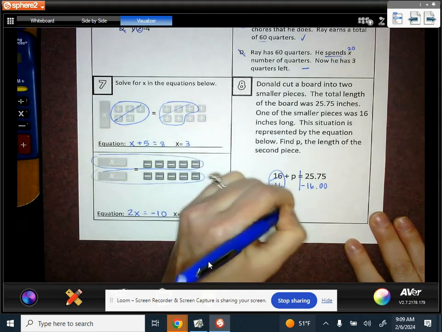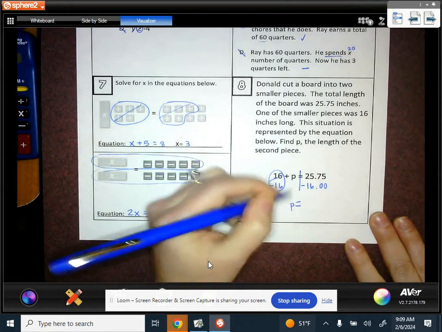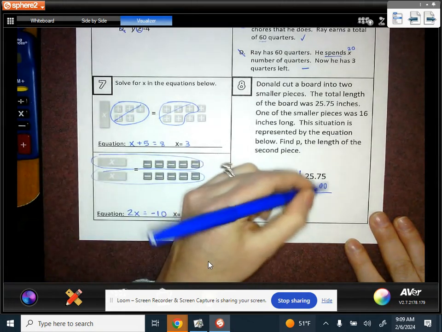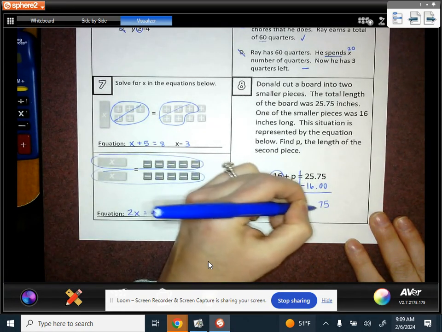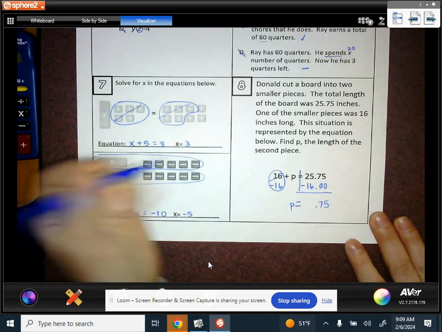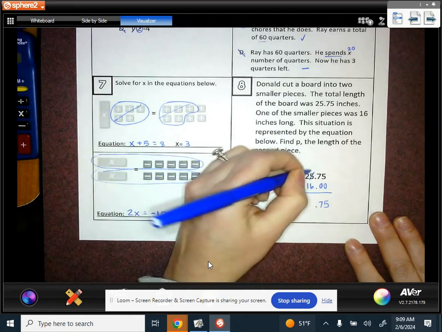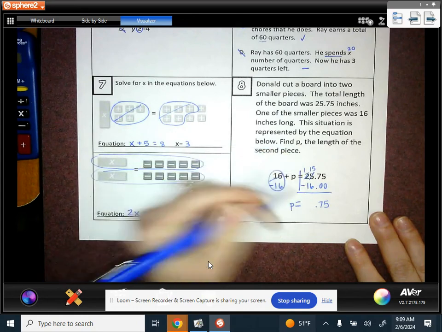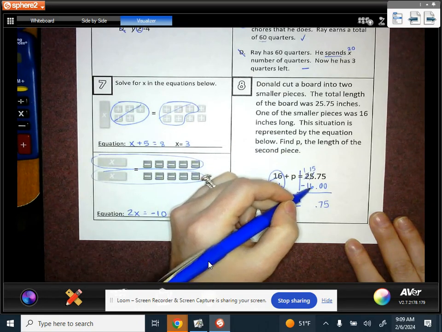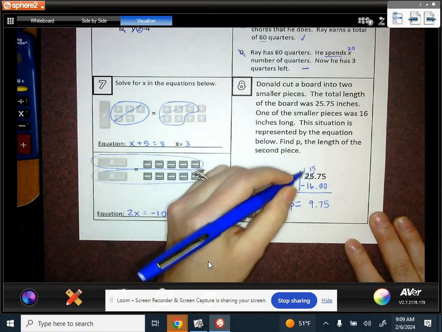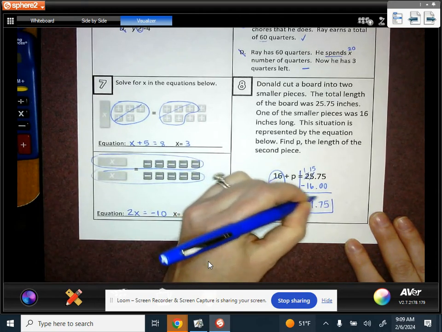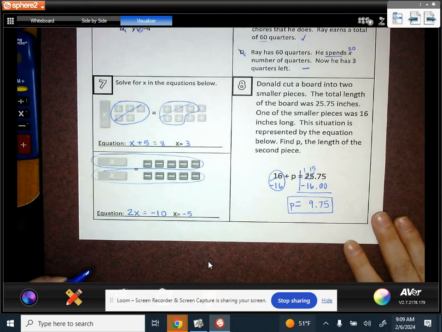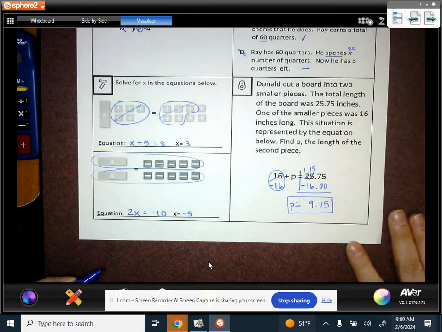That's going to go away, leaving just P equals. And then now we can do our subtraction. 5 minus 0 is 5. 7 minus 0 is 7. We bring our decimal point straight down. You can't take 6 away from 5, so we're going to have to borrow. 15 minus 6 is 9. And then 1 minus 1 is 0. So the other piece of the board would be 9.75 inches.